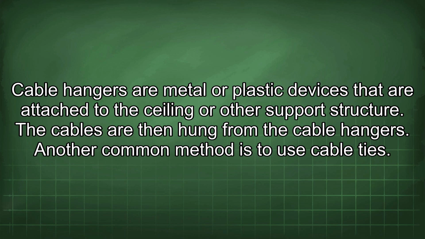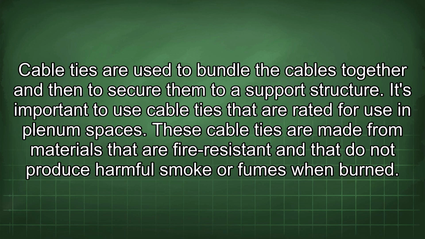Another common method is to use cable ties. Cable ties are used to bundle the cables together and then to secure them to a support structure. It's important to use cable ties that are rated for use in plenum spaces. These cable ties are made from materials that are fire resistant and that do not produce harmful smoke or fumes when burned.